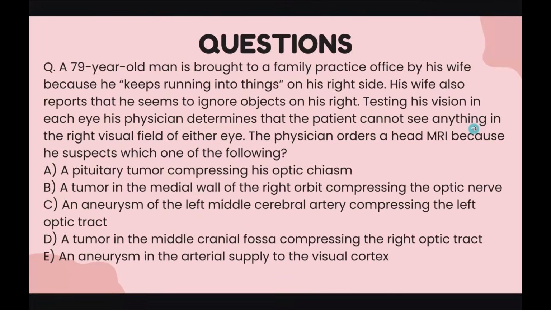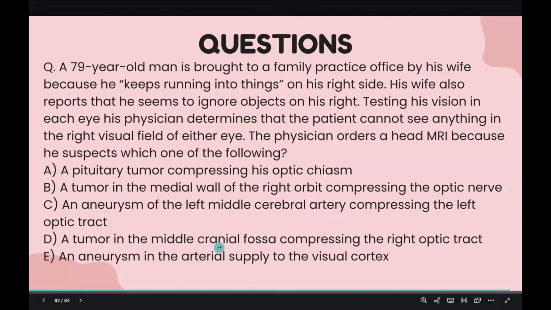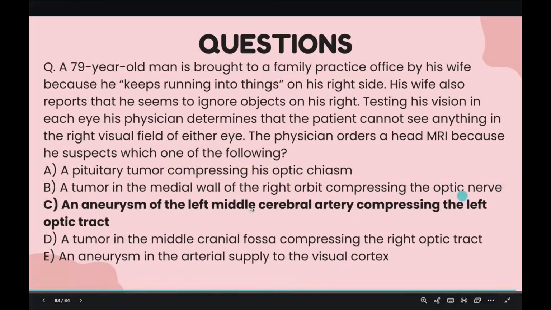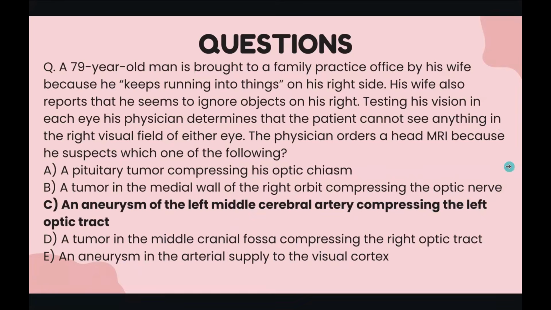Second, last question. A 79-year-old man is brought to the family practice office by his wife because he keeps running into things on his right side. His wife also reports that he seems to ignore objects on his right. Testing his vision in each eye, his physician determines that the patient cannot see anything in the right visual field of either eye. The physician orders a head MRI because he suspects which of the following: pituitary tumor, tumor in the medial wall, an aneurysm of the left middle cerebral artery, a tumor in the middle cranial fossa, or an aneurysm in the arterial supply. The answer is an aneurysm of the left middle cerebral artery compressing the left optic tract.